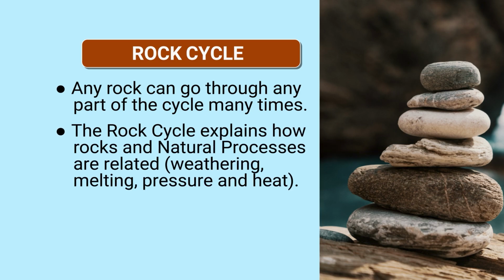The rock cycle explains how rocks and natural processes are related. What are the natural processes? Weathering, melting, changed pressure and temperature conditions, heat. So these natural processes result in change of the rock, resulting in the rock cycle. James Hutton was the person in the 18th century who developed the concept of the rock cycle to show how rocks and natural and physical processes are interrelated. So you can see how this was explained by James Hutton.